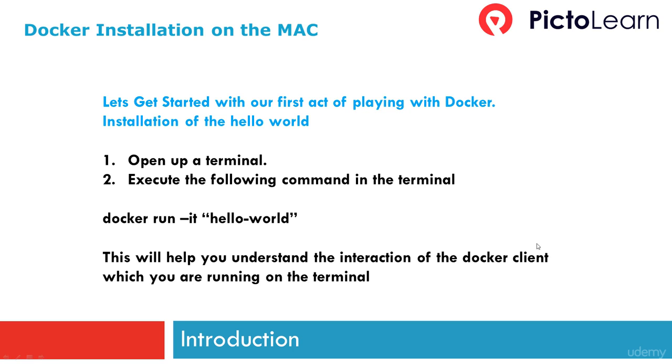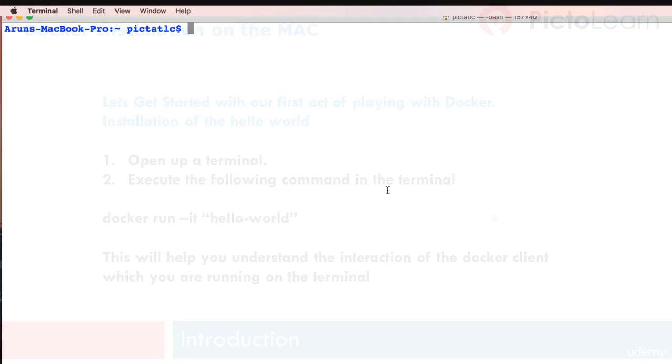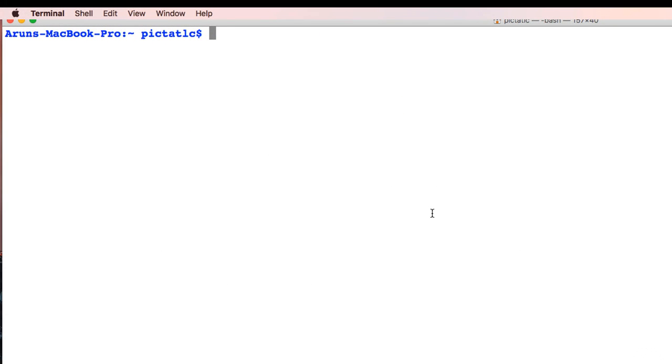Now let's get started with our first act of playing with Docker. Sounds exciting, doesn't it? Okay, let's get started. Open up a terminal and execute the following command. I'm going to show you in the upcoming video as well, but this is just a PowerPoint for reference in case you want to download it. This will help you understand the interaction of the Docker client which you're running on the terminal. Now let's check it out. We're going to do one more test to make sure Docker has been installed correctly. Just like we have the Hello World application in all programming languages, we will do docker run -it hello-world.